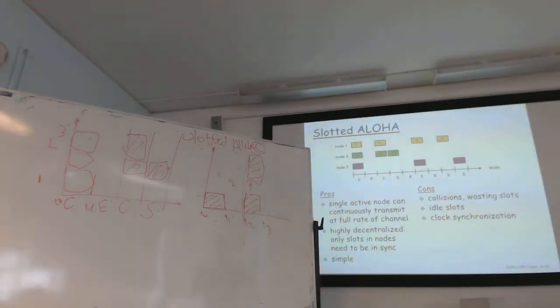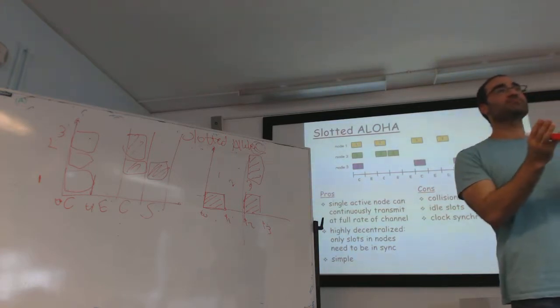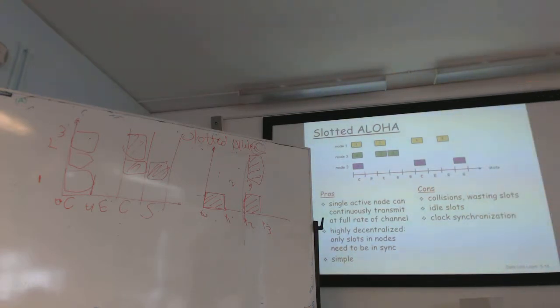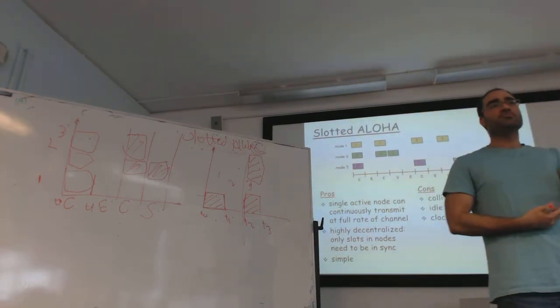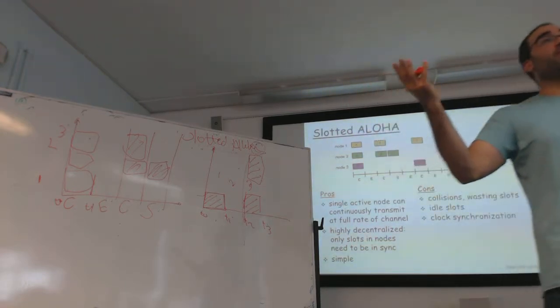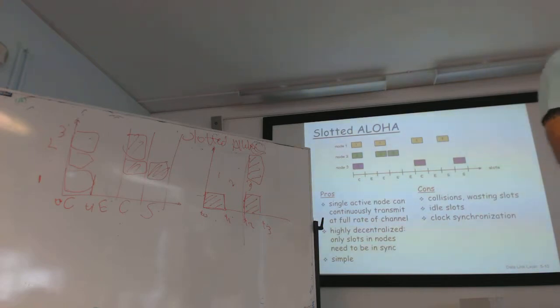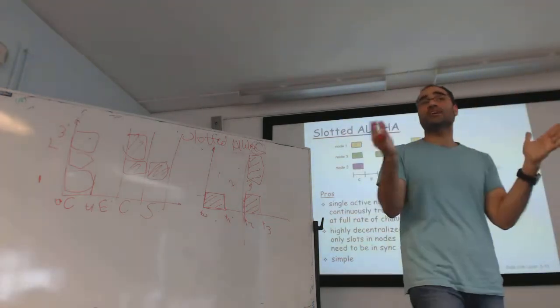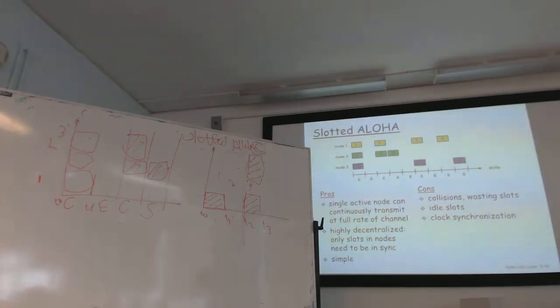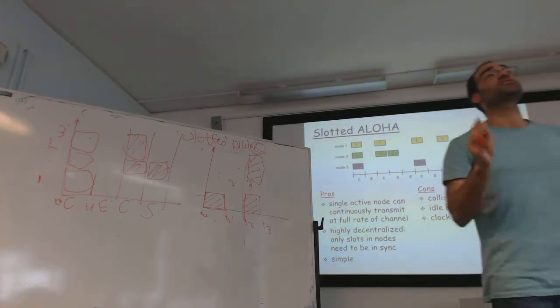Is that clear how it's working? Try to transmit. If there's a collision, you just wait for a probability time to send it. If it went through successfully, fair enough. If not, it waits for another amount of time to send it again. There will be a chance of collision, but a number of nodes will be able to send their packets with a full use of the rate of the channel.